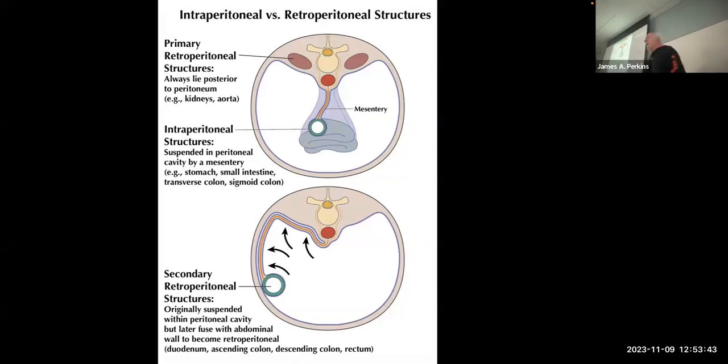So examples of things that are secondarily retroperitoneal include the duodenum and the pancreas, which end up fused to the posterior abdominal wall. Originally, they were kind of free to move around a little bit and anchored by a mesentery, but then the organs and their mesentery fused to the posterior wall. The ascending colon, which is on the right-hand side, used to be free floating within the abdomen, but then fused to the inside of the abdominal wall on the right. Same thing with the descending colon on the left. It's fused to the inside of the abdominal cavity on the left.